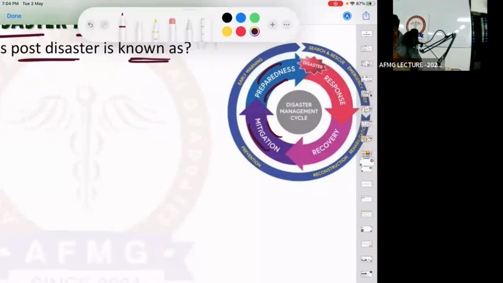And after a disaster strikes, after a disaster impact, there would be response and recovery. Response and recovery are post disaster. Pre-disaster, which 2 phases?